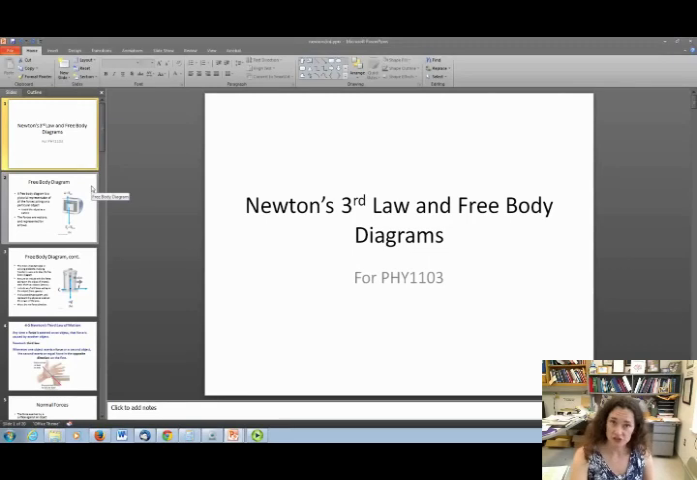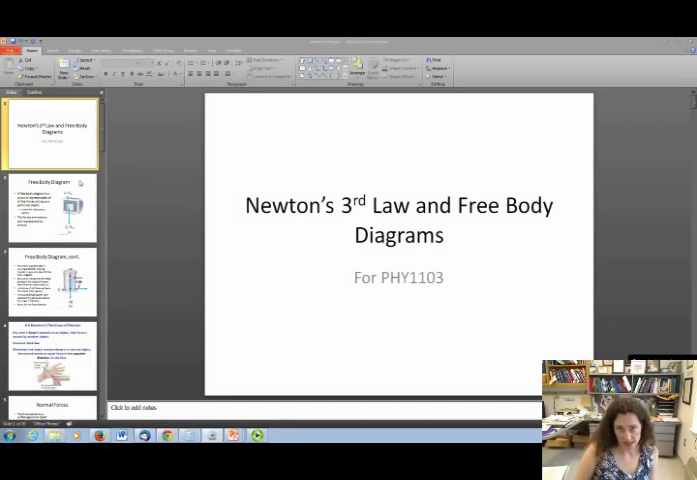Remember that the first law is basically an object in motion will continue to stay in motion, or an object at rest will continue to stay at rest unless acted upon by an outside force. Newton's second law defines the equation which relates force and acceleration, and it says that the sum of the forces on an object will equal the mass times the acceleration. So in this lecture I want to cover the third law, and I also want to cover free body diagrams.